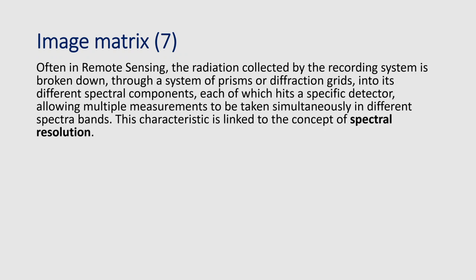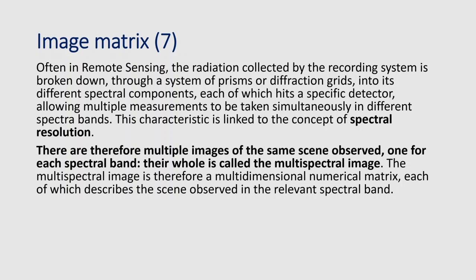Often, in remote sensing, the radiation collected by the recording system is broken down through a system of prisms or diffraction grids into its different spectral components, each of which is sent to a specific detector, allowing multiple measurements to be taken simultaneously in different spectral bands. This characteristic is linked to the concept of spectral resolution. There are therefore multiple images of the same scene observed, one for each spectral band. Their whole is called the multispectral image.